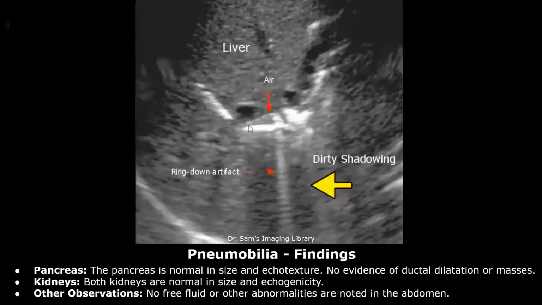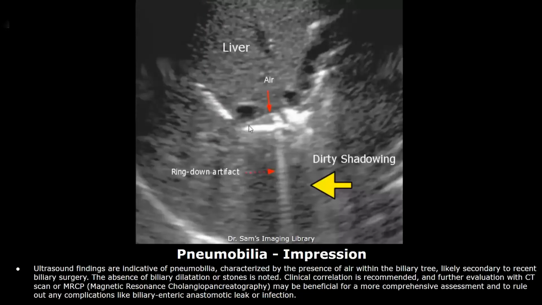The pancreas, kidneys, and other abdominal organs are all normal. This is the impression. Ultrasound findings are indicative of pneumobilia, characterized by the presence of air within the biliary tree, likely secondary to recent biliary surgery. The absence of biliary dilatation or stones is noted.